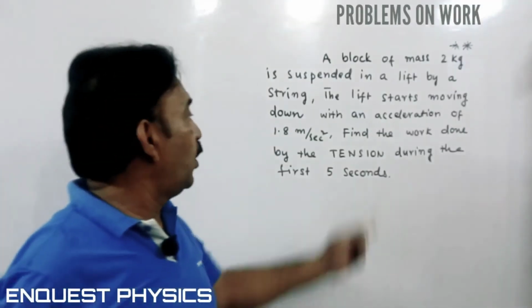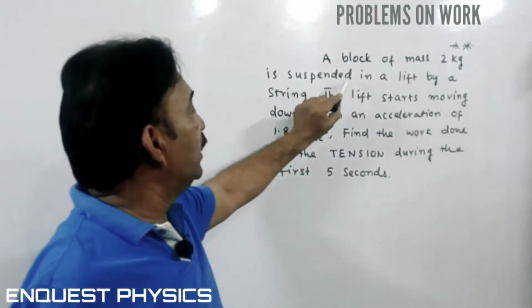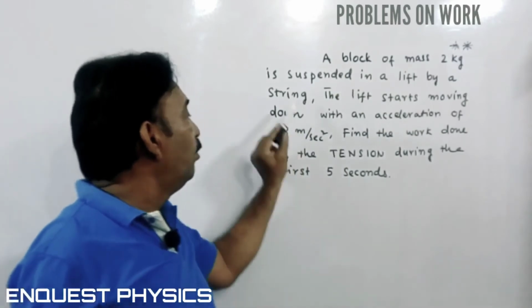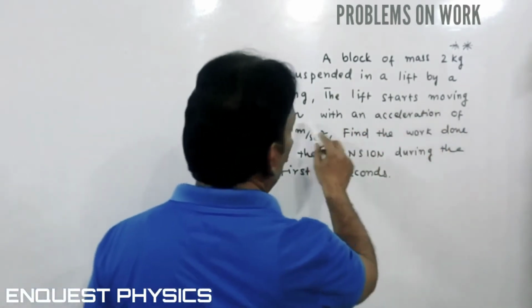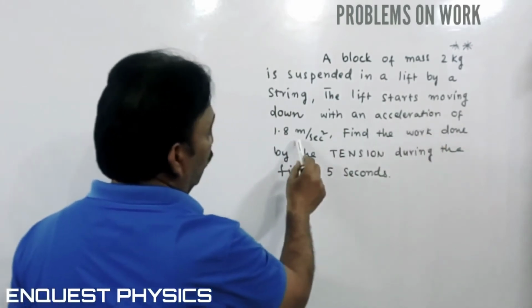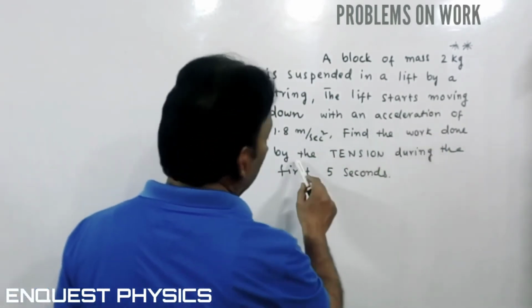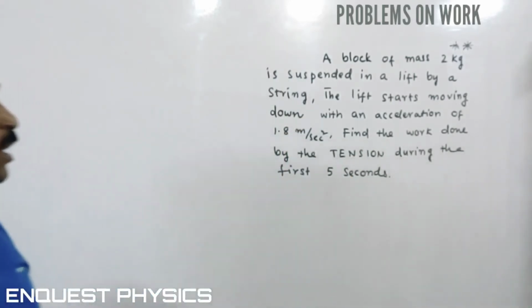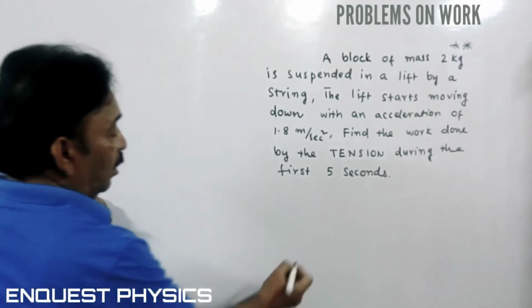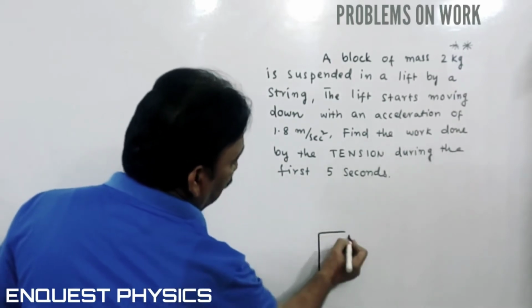Let's see this problem, students. What is it saying? A block of mass 2 kg is suspended in a lift by a string. The lift starts moving down with an acceleration of 1.8 meter per second squared. Find the work done by the tension during the first 5 seconds. Here first we have to draw the free body diagram, then things will be easier for you.